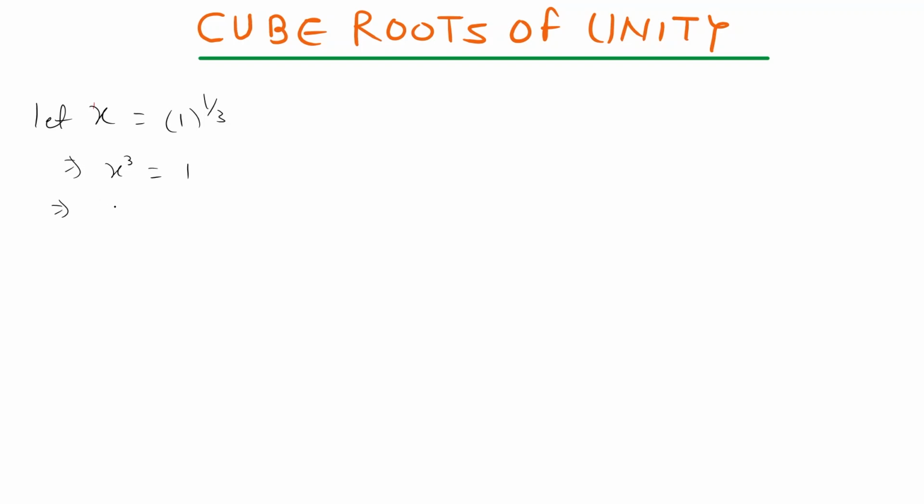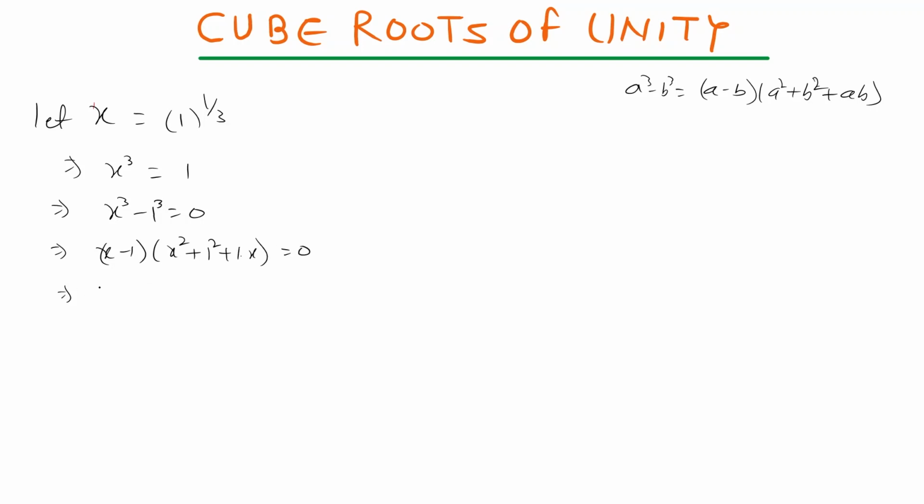Now transpose 1 to the LHS. So x to the power 3 minus 1 is equal to 0. Now we can apply the a cube minus b cube formula. So a cube minus b cube is equal to (a minus b)(a square plus b square plus ab). This is the formula of a cube minus b cube. So 1 means 1 to the power 3. Just apply this formula: (x minus 1)(x square plus 1 square plus 1 into x) is equal to 0. So (x minus 1)(x square plus x plus 1) is equal to 0.